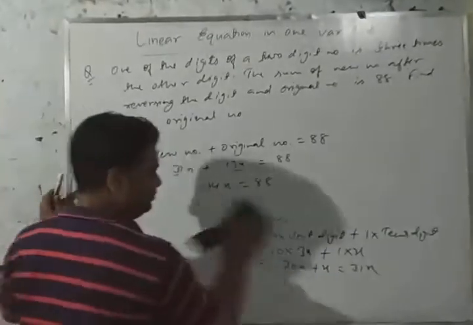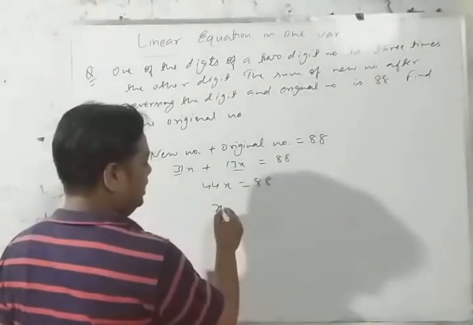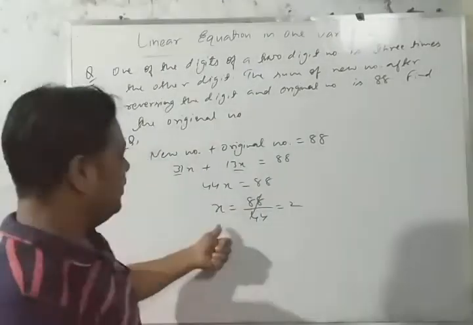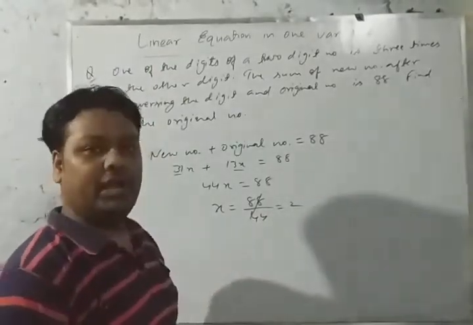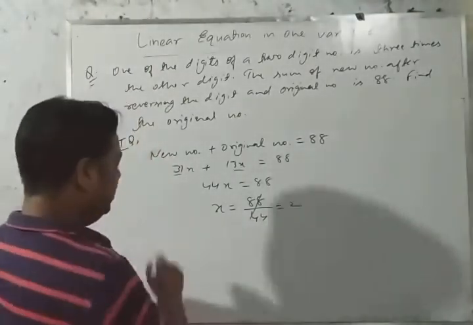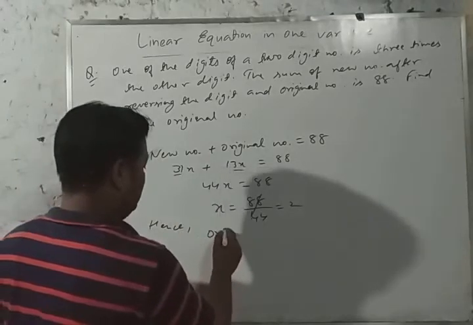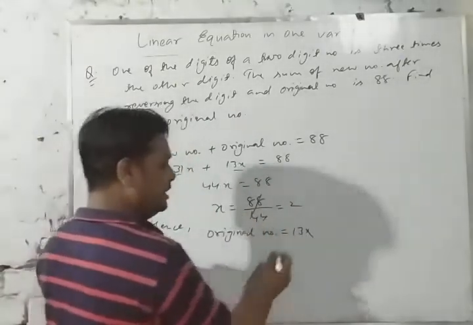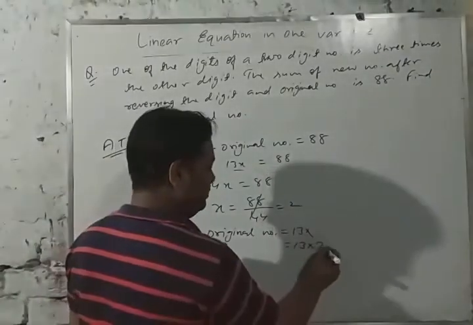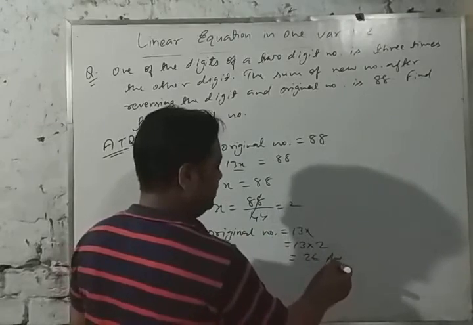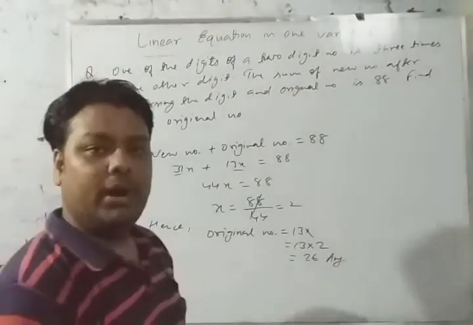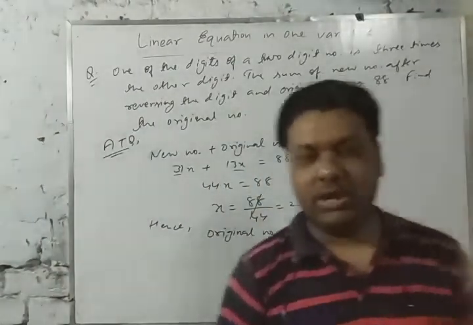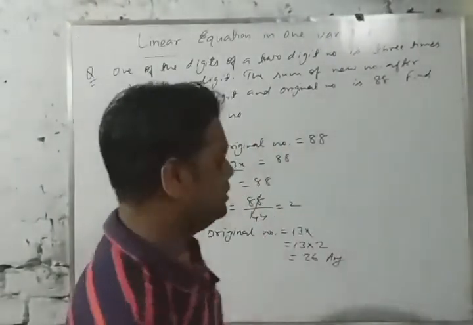Now x is equal to 88 by 44. It will be 2. So the value of the variable is 2. Now we will put the value of the variable in the original number only. Hence original number is equal to 13x, our assumption. So 13 into x, that is 2, equals 26. So 26 will be our answer by using this method. I hope that you have understood this concept. So let's move to the next topic, the concept of fractional number.